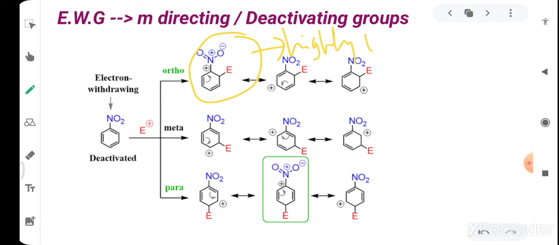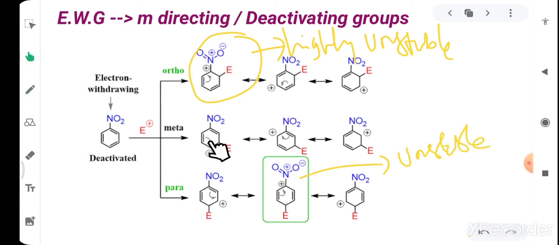Highly unstable. Same way, if you see at this position, that is at the para position, one of the resonance hybrids is having positive charges adjacent to each other. Therefore, this is also unstable. And if you see at the meta position, you can see that here there is no such instability. Therefore, electron withdrawing groups are meta directing in nature.